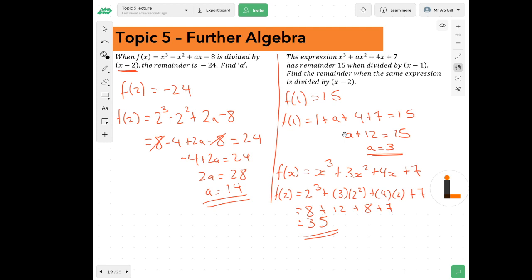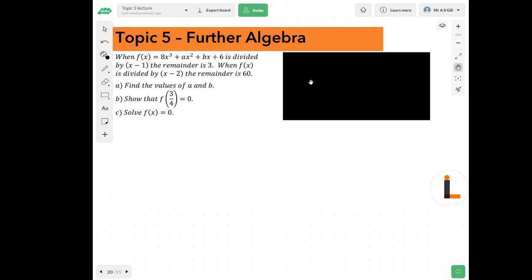So you can see this is similar to what we did previously, just the other way around. We're using that same knowledge, giving the remainder to find out some information about our equation or expression. So let's have a go at this one now. This is again building on the same idea, just making it slightly more complex each time, and combining it with some of the stuff we looked at in topic 1 around solving equations and solving polynomials.